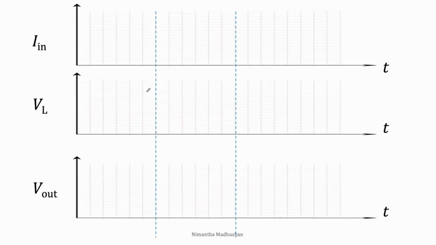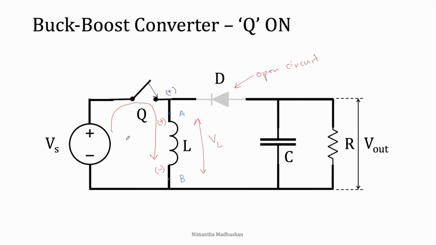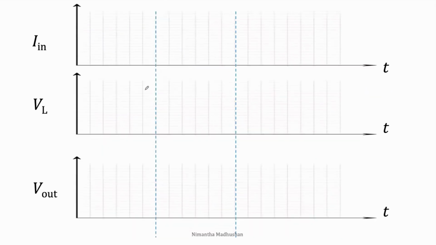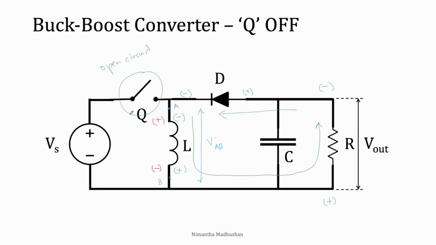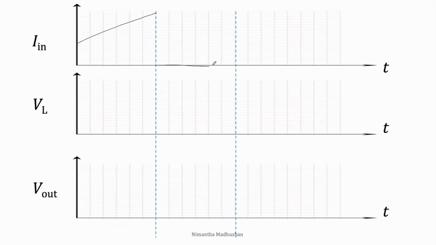Then the input current. During turn on time, the inductor is charging from the supply, then Iin is equal to the inductor current. The shape is similar to the inductor current, and during turn off time, Iin is 0 because this part is an open circuit. There is no current flowing through this switch. Then during the off period it will be 0. This time is dTs and this is Ts.